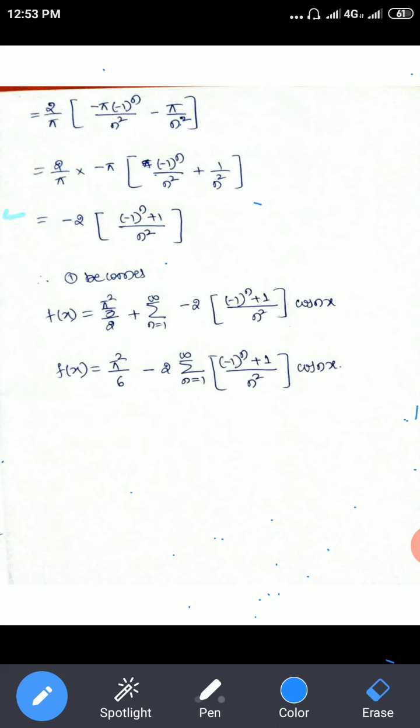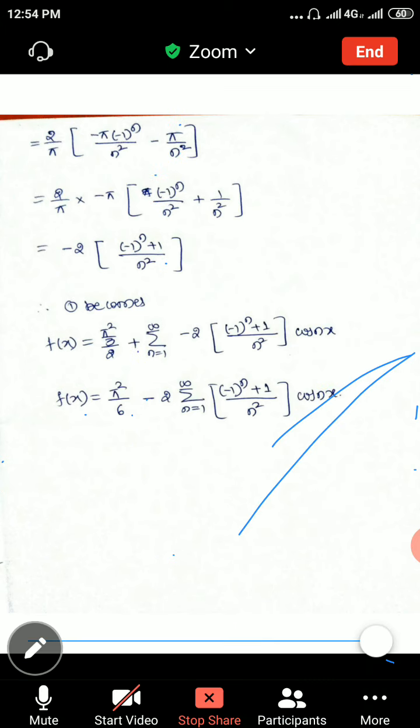So f of x is equal to a naught, pi square by 3 divided by 2, plus an, the value of an is this, into cos of nx. f of x is equal to pi square by 6 plus, minus this 2, I am taking outside because it is not depending on the value of n, minus 1 raised to n plus 1 divided by n square into cos of nx. Till here it should be the solution.